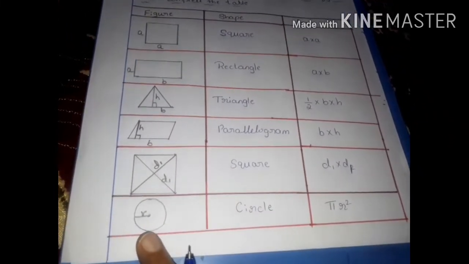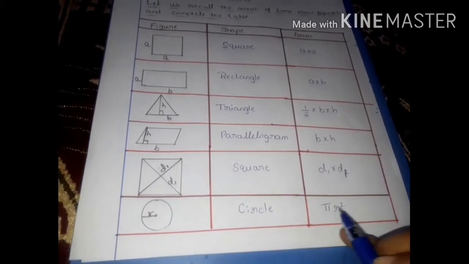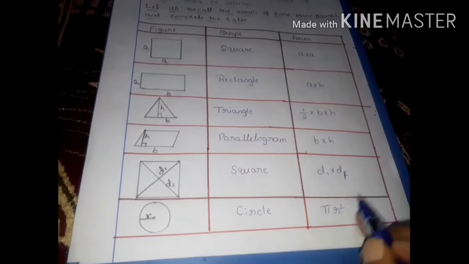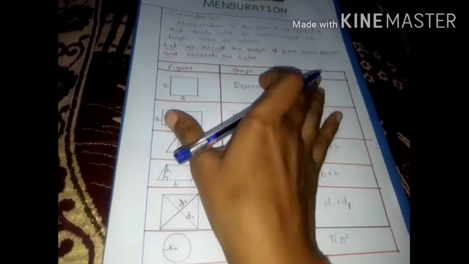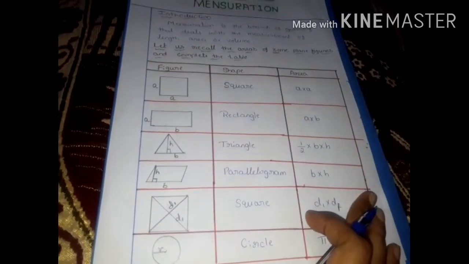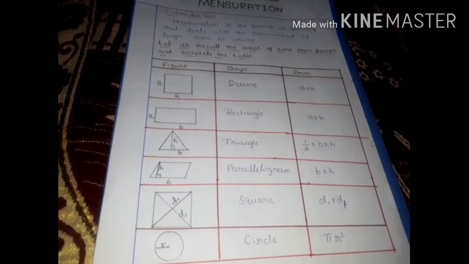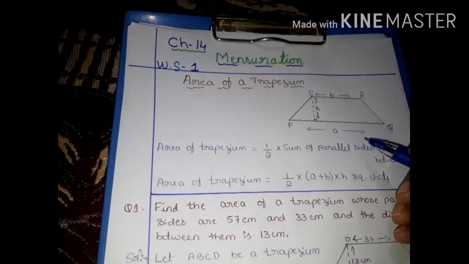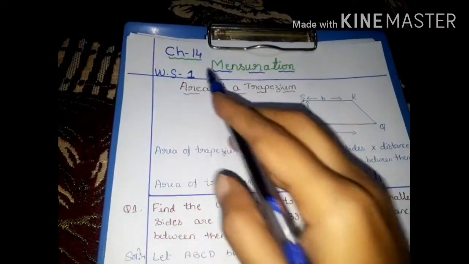Similarly, the last figure is a circle with radius r. To find the area of the circle, the formula is pi r square. So, this table you have to copy in your classwork. Now, let us solve worksheet 1.